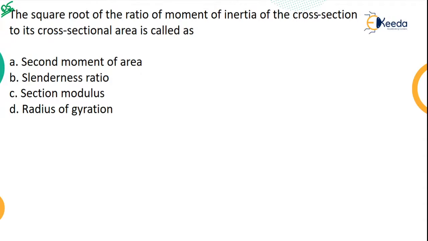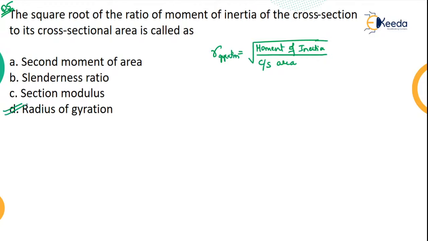The square root of the ratio of moment of inertia. So what is it? Square root. Let me write the square root. What is here? Moment of inertia, of the cross section, to its cross sectional area. So this is nothing but your radius of gyration.